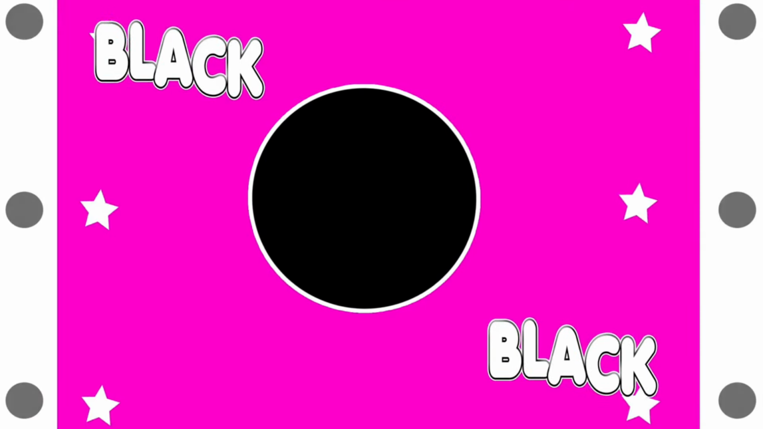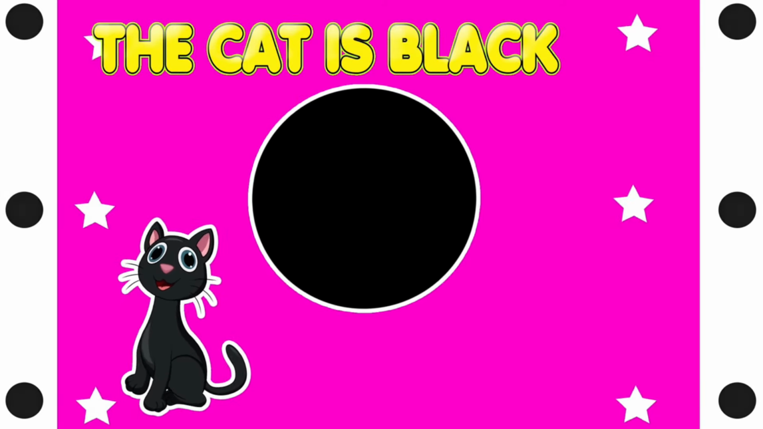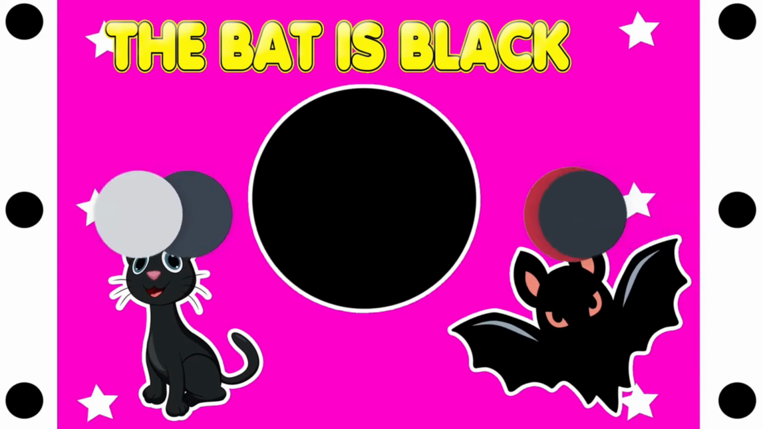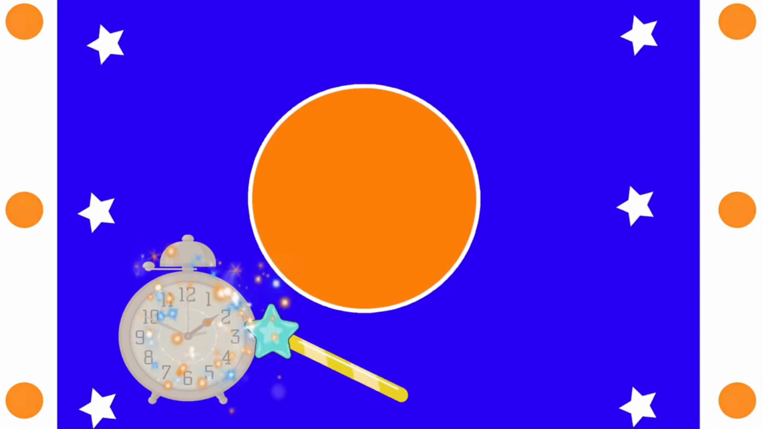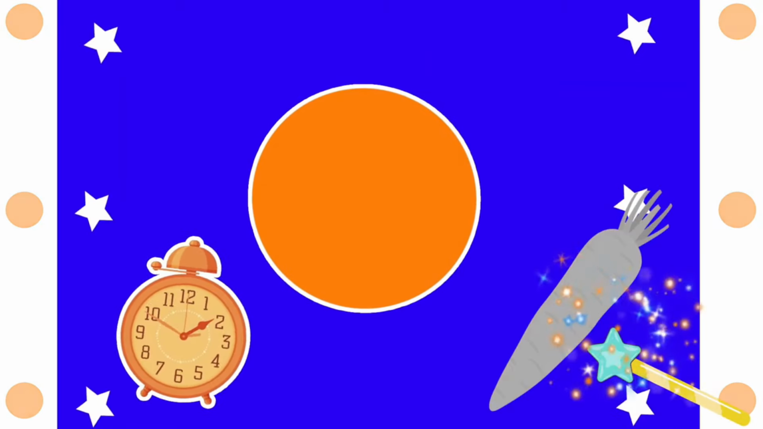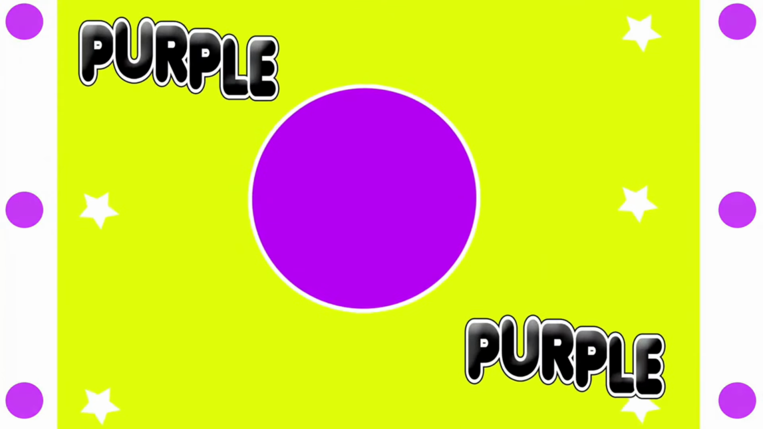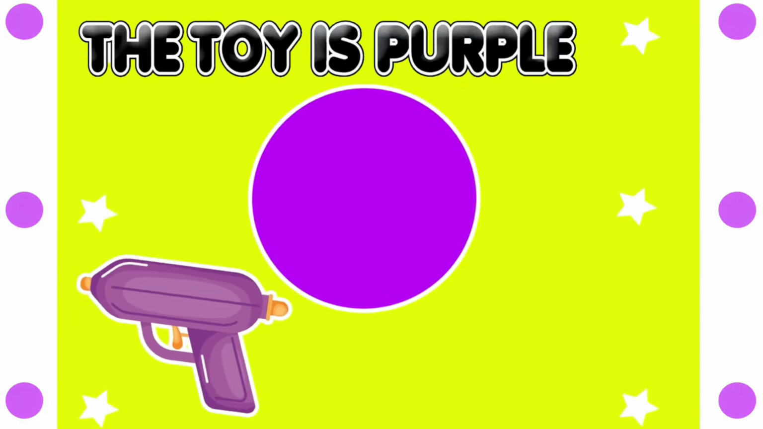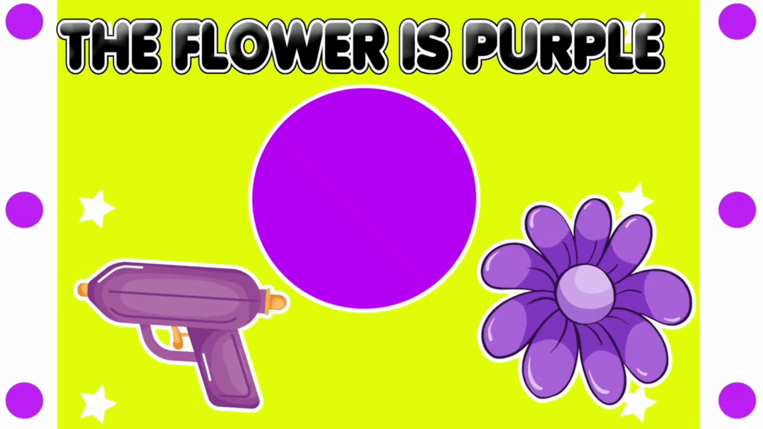Black. The cat is black. The bat is black. Orange. The clock is orange. The carrot is orange. Purple. The toy is purple. The flower is purple.